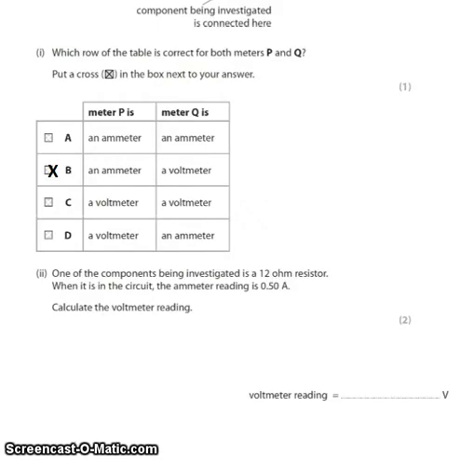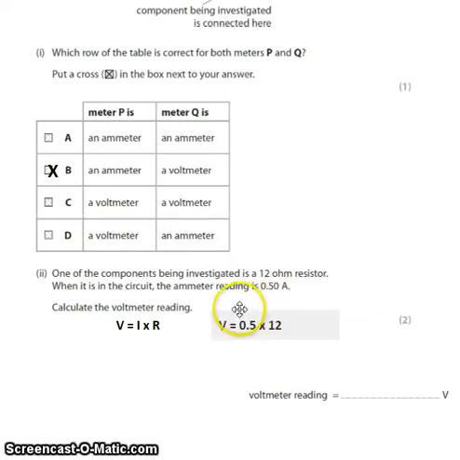Now one of the components being investigated is a 12 ohm resistor, and when you put it in the circuit, the ammeter reading is ½ amp. They want you to calculate the voltage reading. Now as soon as you see this, you should be thinking, right, I need an equation. The equation you need is voltage is current times voltage. Sorry, voltage is current times resistance.